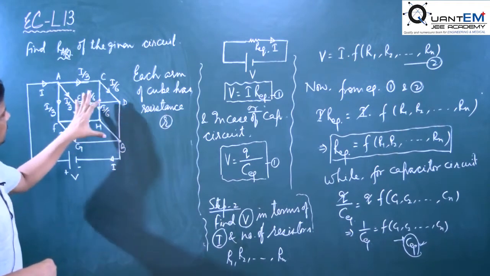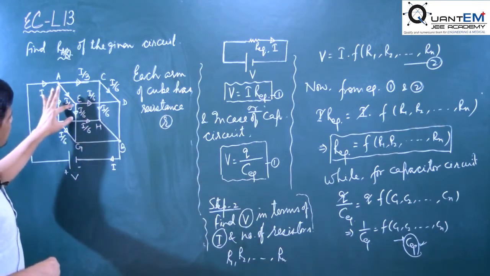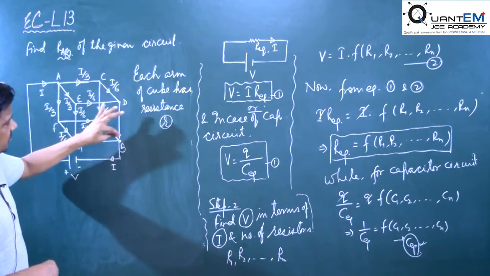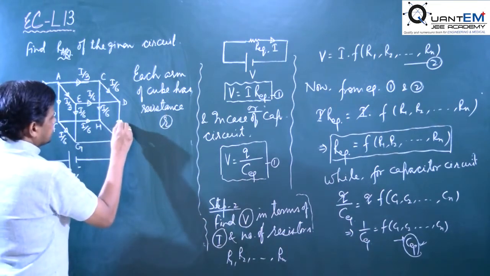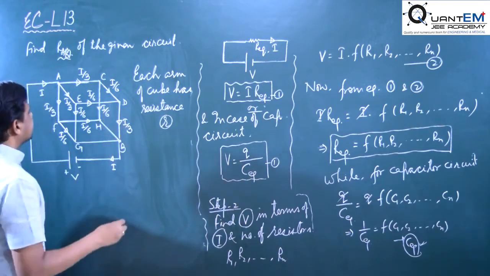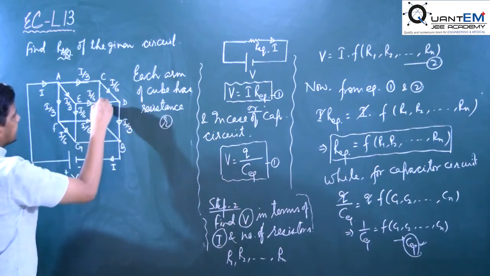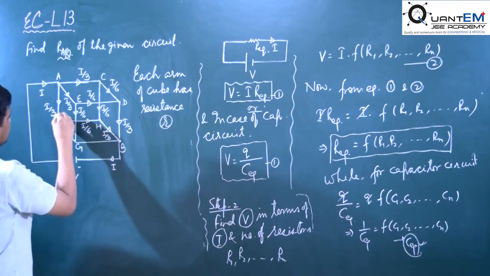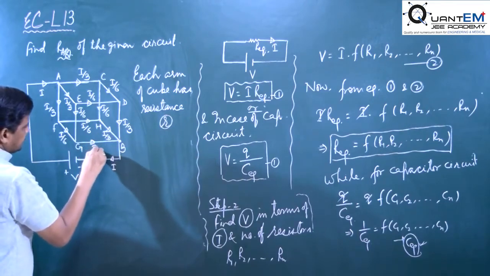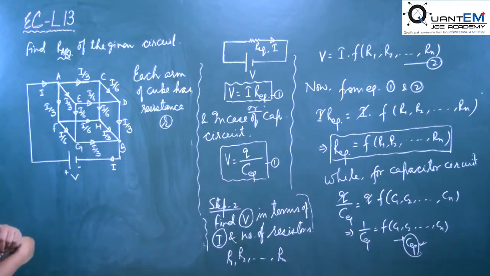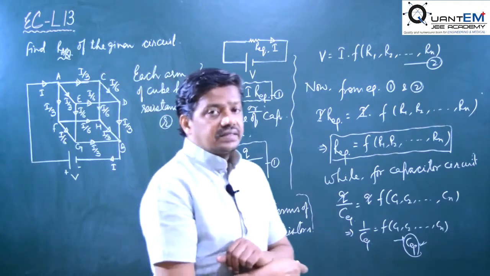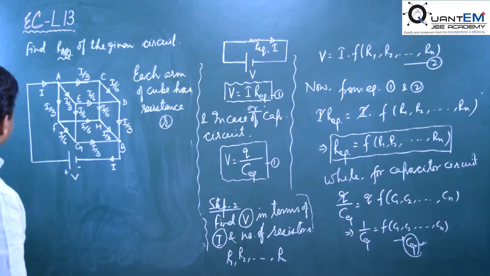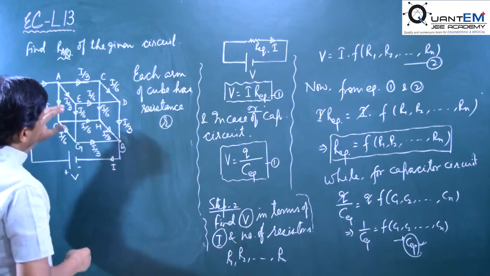Now come to the current in these arms. Using Kirchhoff's junction law here, at this point I by 6 plus I by 6, the current coming to the junction is going out of the junction. It will be the combined current, that is I by 3. Again here in this arm, I by 6 plus I by 6 is again I by 3, and here also I by 6 plus I by 6 is I by 3. So we have a single variable, only I.